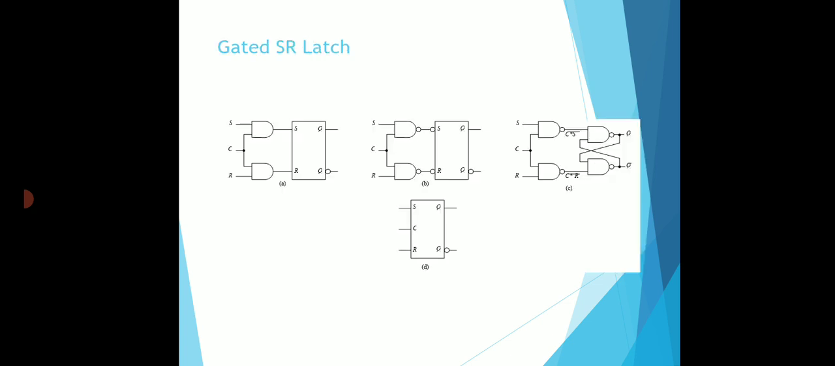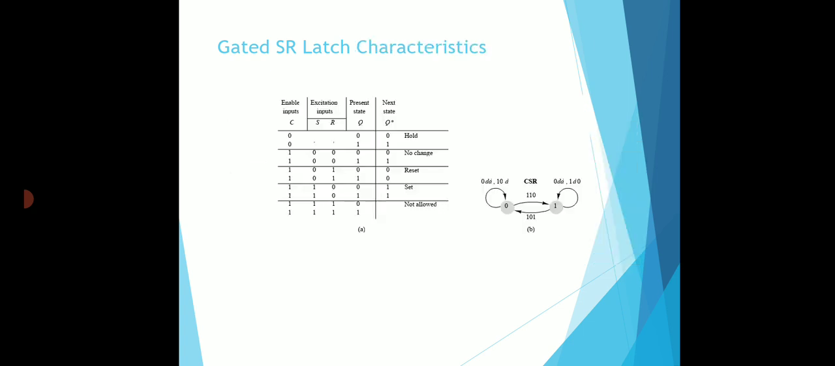The next one is the gated latch. In the gated latch, one way to eliminate this undesirable indeterminate state of the SR latch is to ensure that the inputs S and R are never equal to 1 at the same time. This can be done in the gated latch, which is one of the advantages compared to the previous latches. And if you see the gated SR latch characteristics, here we are using the enable states, excitation inputs, present state and next state.